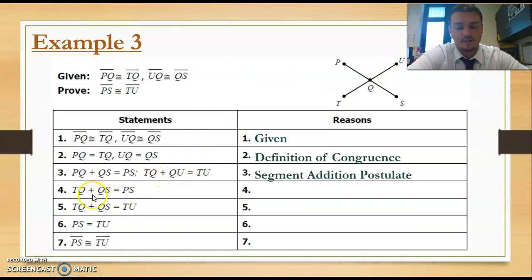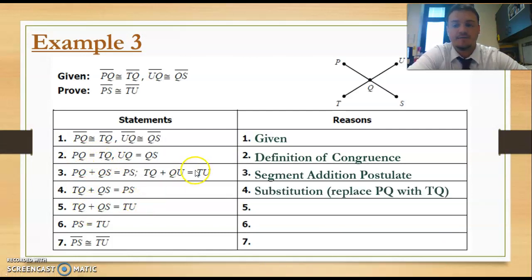Now, this is where it gets even more tricky. We have this initial statement in number 3 with the segment addition postulate. In number 2, we have information where we know some things are equal to other things. So in statement 4, we're rewriting the first statement from statement 3, except instead of PQ, we're replacing it with TQ, because in statement 2 we know that they're equal. So we're taking the TQ and plugging it in here. That's substitution.